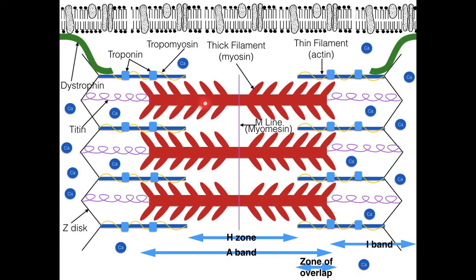We have our thick filaments with our myosin head groups all facing out like that. And the thick filaments are all bound together with the M line, and they are attached to the Z disc by titin. Right? Up here, we have dystrophin, which is attaching our thin filament to the membrane.